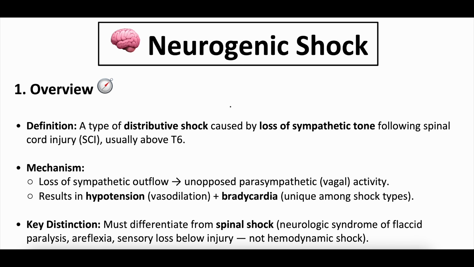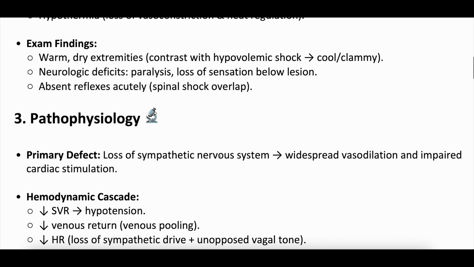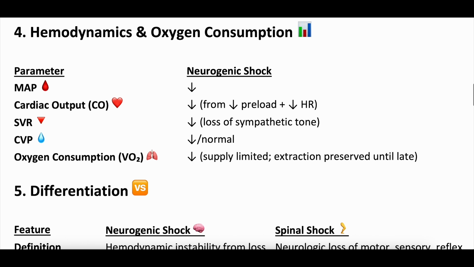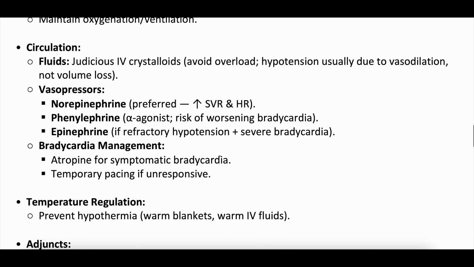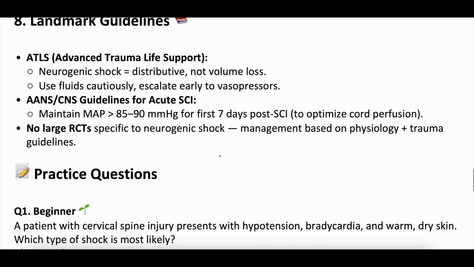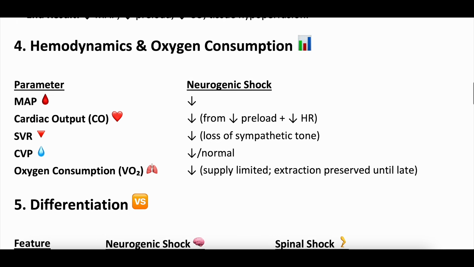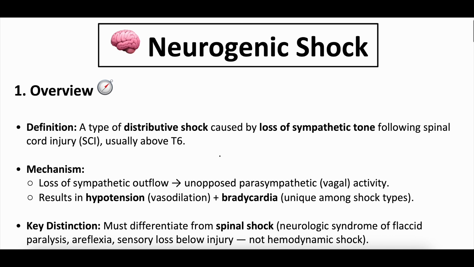Today we'll continue our shock series in talking about neurogenic shock. And within this episode, we're going to dive into neurogenic shock. We're going to talk about what it is, its mechanisms, key distinctions, classical presentations, pathophysiology, hemodynamics, oxygen consumption, how to differentiate it from spinal shock, some management principles, vasopressors, adjuncts, clinical pearls. We'll mention a couple trials, and then we got some practice questions at the end. So hopefully this is a nice whirlwind of kind of fundamental mastery of neurogenic shock.